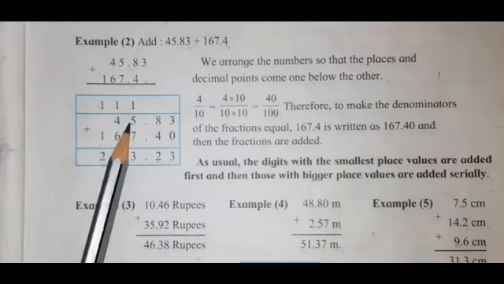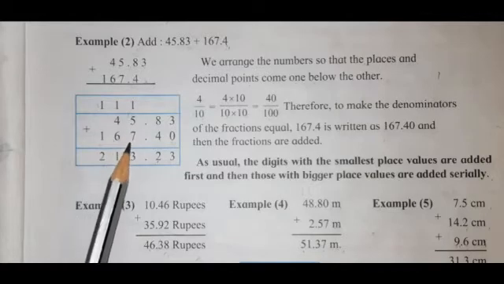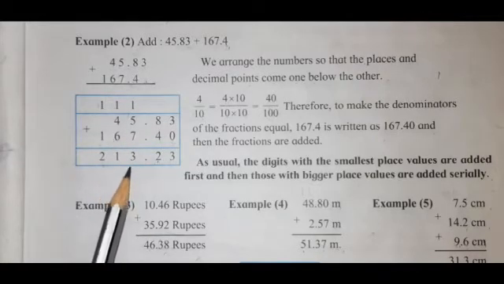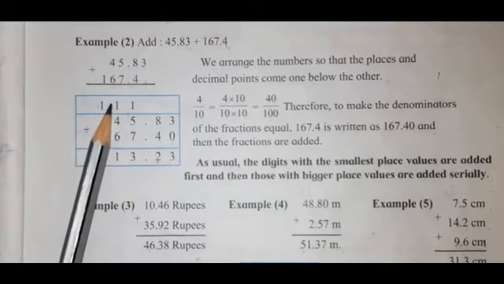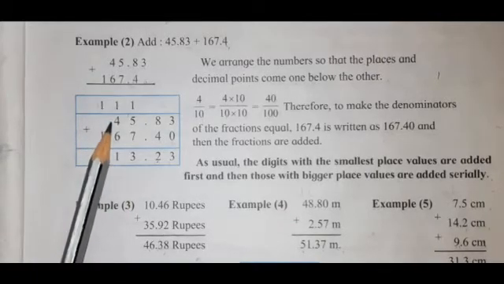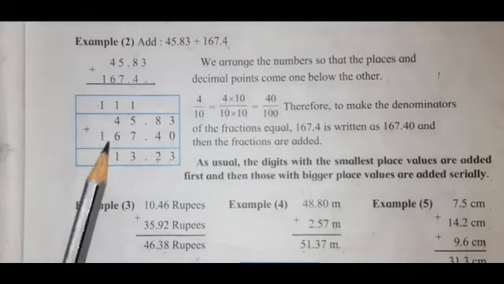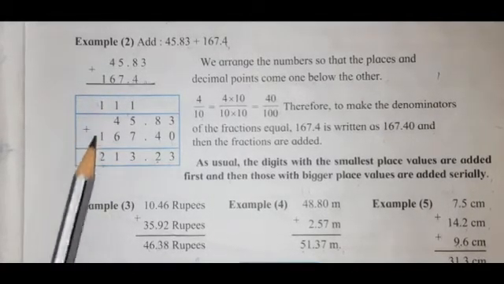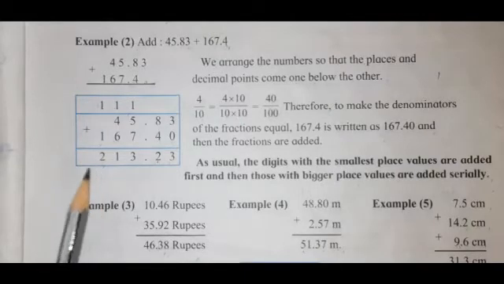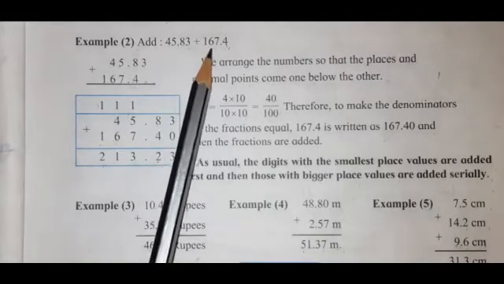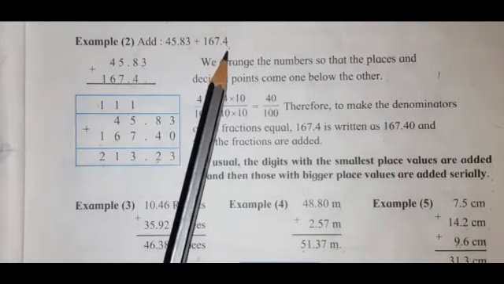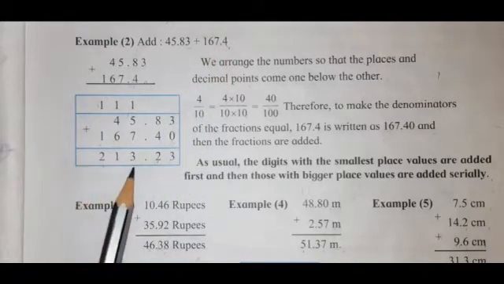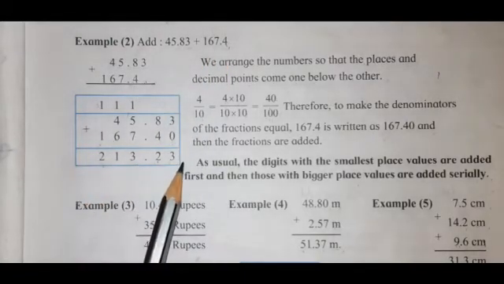Now 1 plus 5 is 6. 6 plus 7 is 13. So write 3 at unit place and carry over 1. 1 plus 4 is 5. 5 plus 6 is 11. So write 1 and carry over 1. 1 plus 1 is 2. So 45.83 plus 167.4 is equal to 213.23.